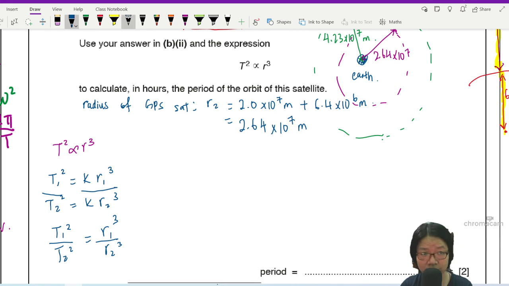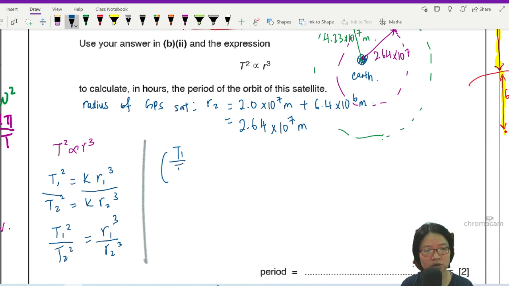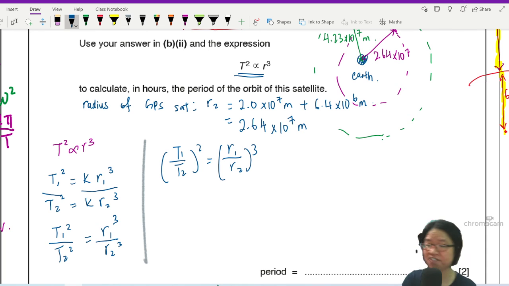Ratio is your best friend. Certain students will straight away jump to T1 over T2 squared is equal to R1 over R2 cubed because of this relationship. That is perfectly fine. So I'm going to substitute the period. The first period is 24 hours. I'm going to put 24 here.